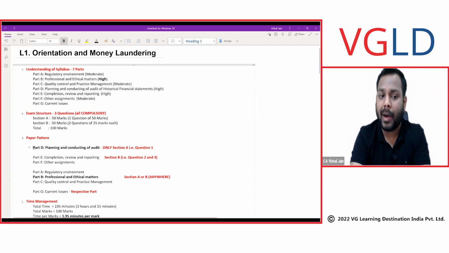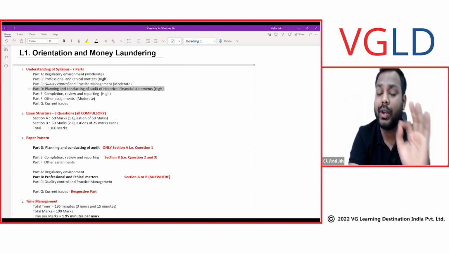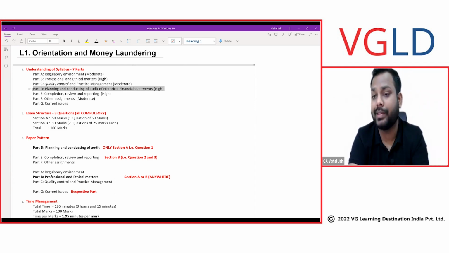The examining team and the past paper history recommend that syllabus area D, that is part D, planning and conducting the audit of historical financial statements, which can get tested for around 30 to 40 marks, as I told, will be asked only and only in question number one. Nowhere else. Okay, part D will be asked only in question number one.